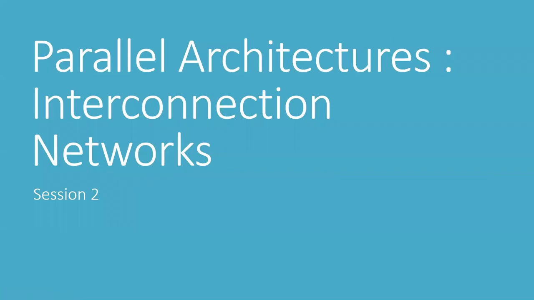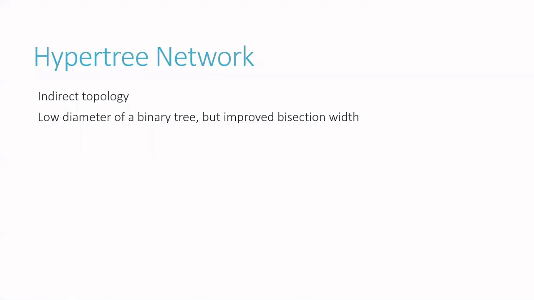We'll be continuing with the parallel architectures in this video. Hope you remember the 2D mesh and the binary tree architecture covered in the first session of this series. So the next one in the parallel architecture is a hypertree network. This is an improvised binary tree network where the diameter and the bisection width are even lowered.